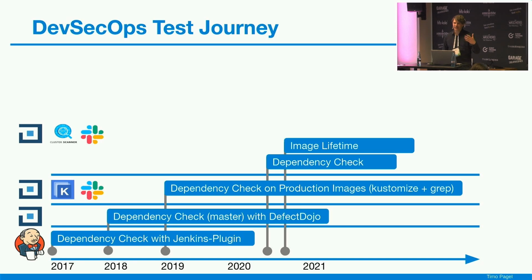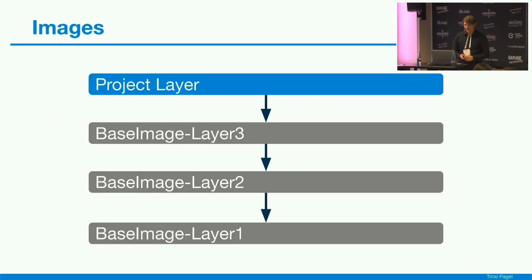Sometimes I get the question, why do we test? So I just wanted to explain. When we have an image, we have a project layer. That is where the teams are adding, for example, a jar or their PHP application. And under it, we have other layers.